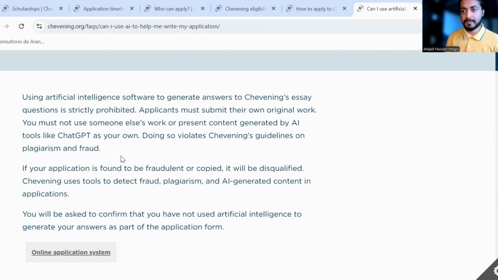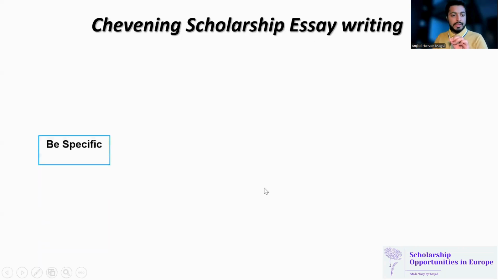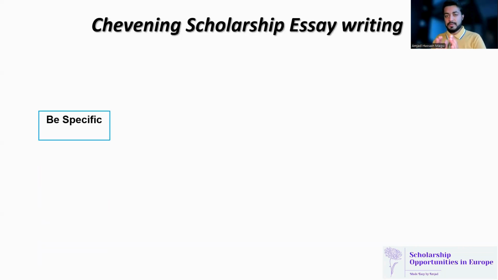Let's look at how to write an English essay. There are some tips which I'm giving to you here. Number one is be specific. To the point, specific. Do not include unnecessary details because the selectors are not interested in your details. So be specific, be to the point. That is important for writing in English.